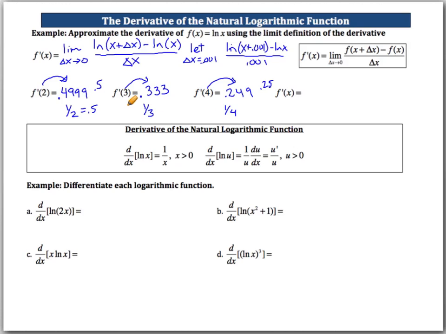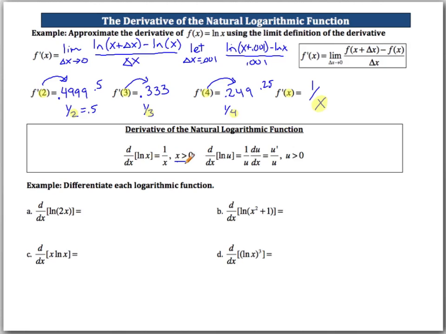So have you detected the pattern? F prime of 2 equals 1/2. F prime of 3 equals 1/3. F prime of 4 equals 1/4. So f prime of x equals, you guessed it, 1/x. And there we go. So we used kind of a numerical process to kind of cheat our way to figure out what the derivative of the natural log function is. And here it is in a mathematical formula. The derivative with respect to x of natural log of x equals 1/x. And note that x has to be positive because that's the domain of the natural log function.